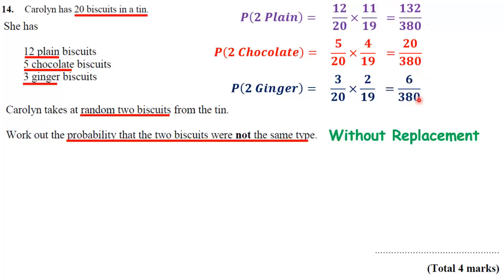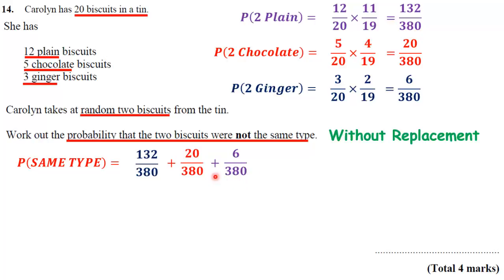And you should know what to do now. I need to add up these probabilities to work out the probability of getting the same type, either 2 plain, or 2 chocolate, or 2 ginger. So that's going to be 132 over 380 plus 20 over 380 plus 6 over 380. The denominators are all the same, so when you're adding fractions, you just add the numerators. 132, add 20, add 6, that's going to be 158 over 380. That there is the probability that they're all the same.